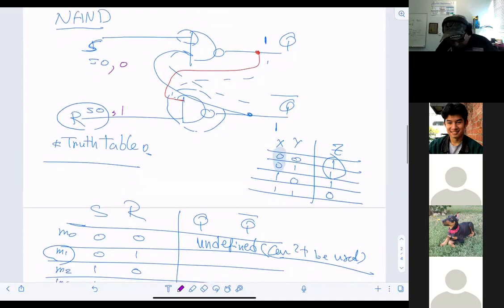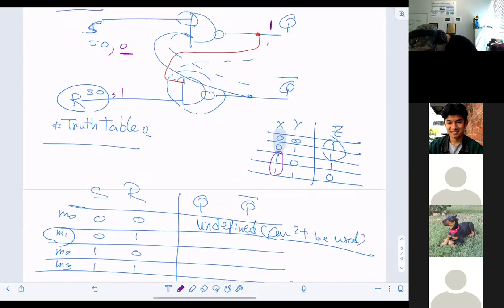So let's see what will happen here. We're going to clear up whatever mess we made here and think about it. If it's 0, 1, how is it going to work? Since this is 0, the output is 1. Do you guys agree? Yes. Okay.